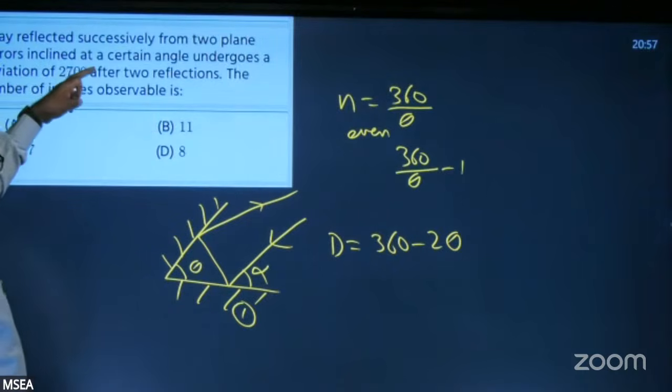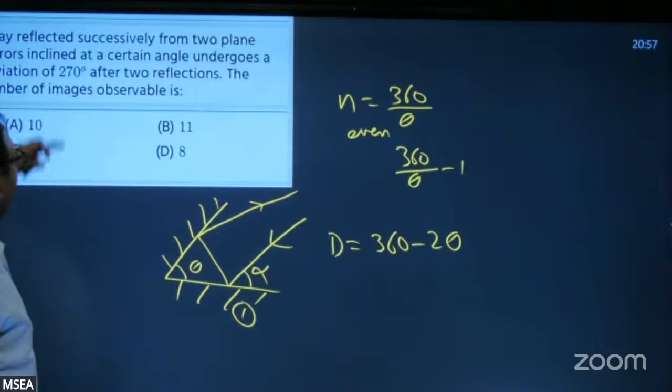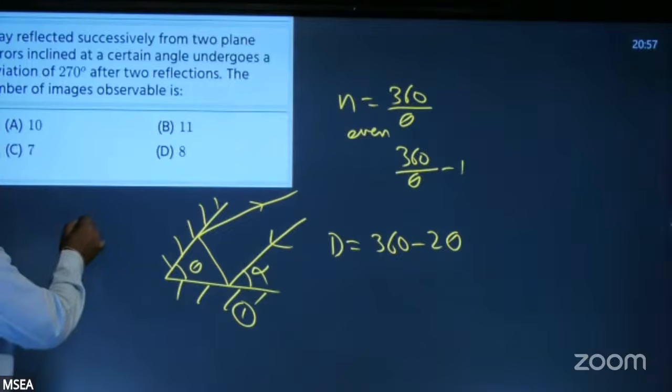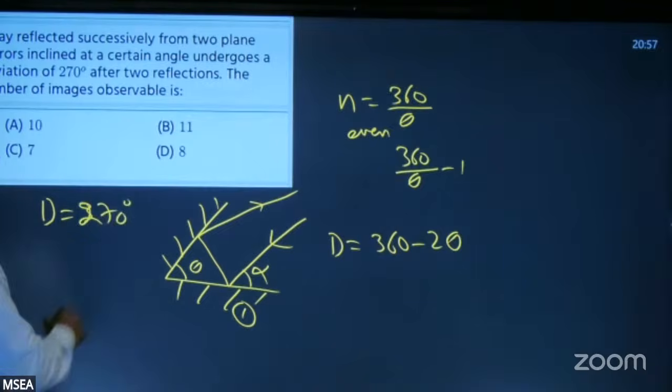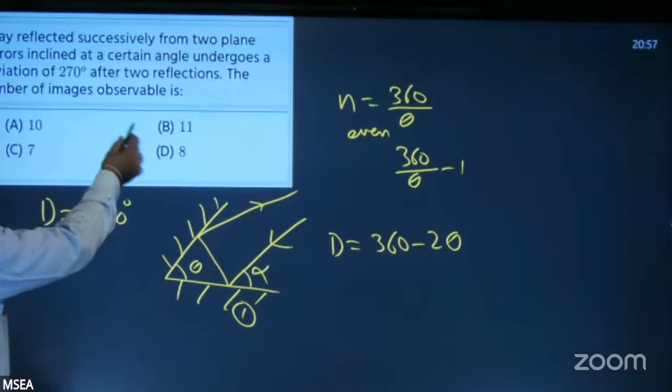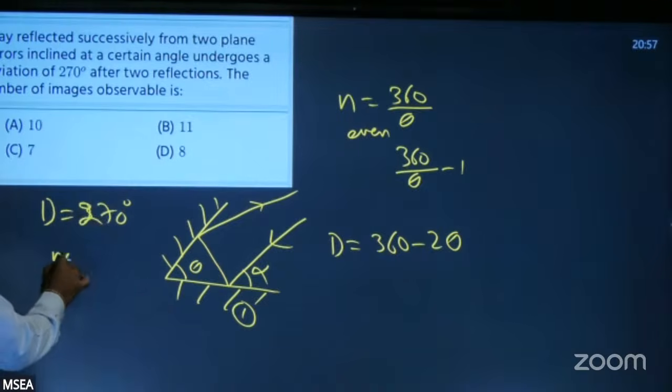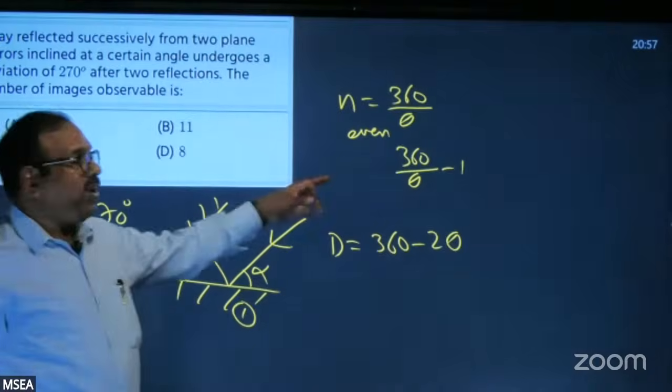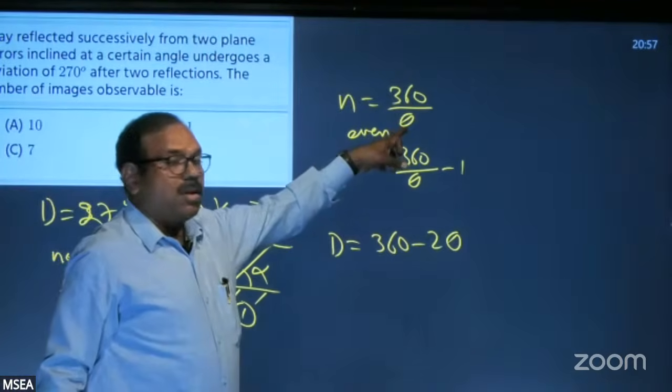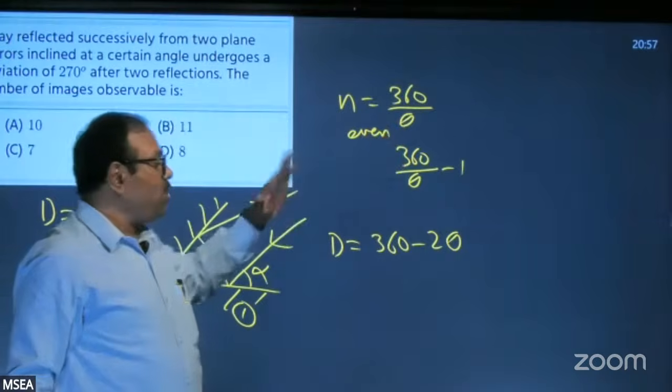A ray reflected successively from two plane mirrors inclined at a certain angle undergoes a deviation. What is the deviation given in the question? 270 degrees. After two reflections, the number of images observed is asked. To calculate the number of images, the angle between the two mirrors is required.